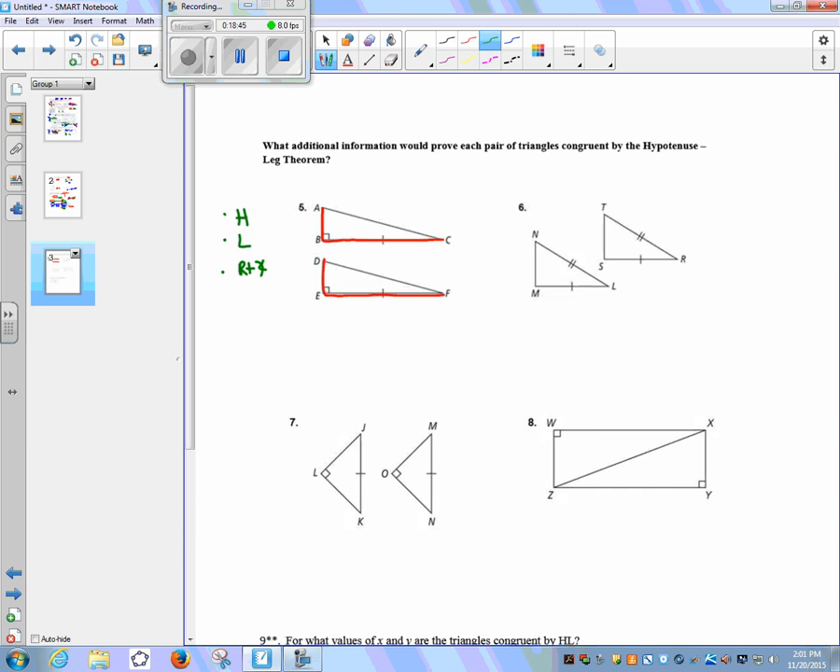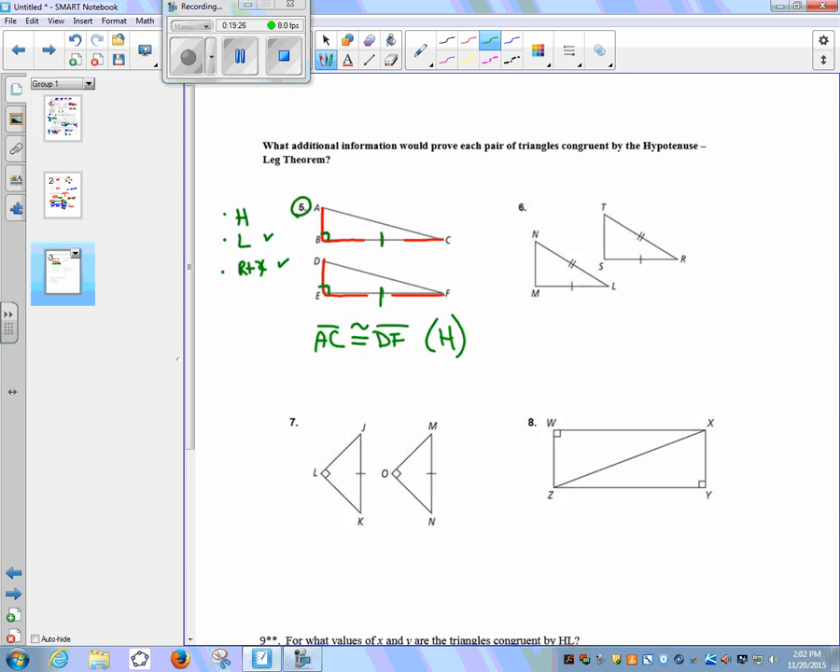So in this number 5 here, do we have an H? Nope. Do we have an L? Yep. Those are the L's, right? Do we have a right angle? Yep. Okay. I don't need to mark those L's, right? Those are L's. So what are we missing? We're missing a hypotenuse, right? So what would we have to be told in order for us to use HL? We would need AC congruent to DF. And those are the H's. That's what we would need to know.